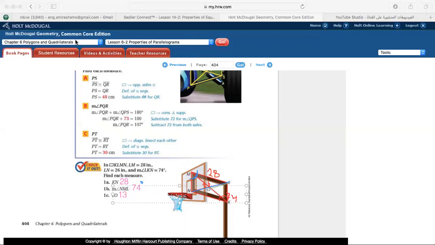Okay, girls. Let's move to the next page.